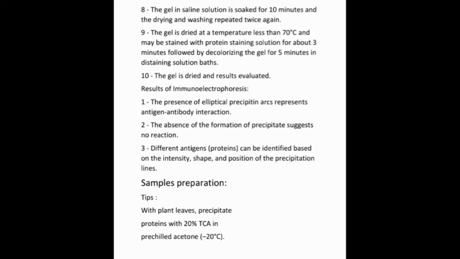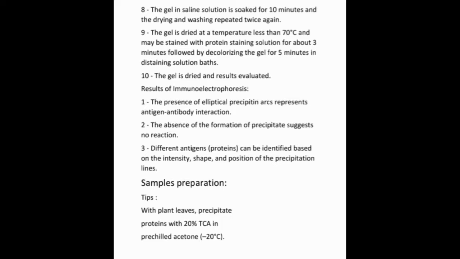7. The agarose gel is placed in a horizontal position and dried with blotter sheets. 8. The gel is soaked in saline solution for 10 minutes and the drying and washing repeated twice again. 9. The gel is dried at a temperature less than 70 Celsius and may be stained with protein staining solution for about 3 minutes, followed by decolorizing the gel for 5 minutes in distilling solution baths. 10. The gel is dried and the result is evaluated.